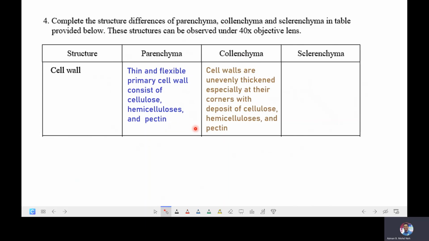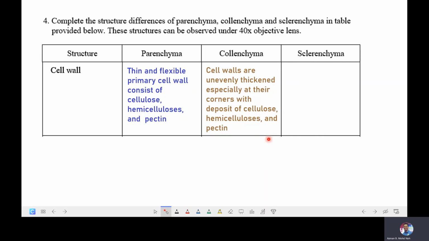For the collenchyma, the cell wall is also a type of primary cell wall. Okay, there will be no secondary wall for the collenchyma. However, the difference between the collenchyma and the parenchyma is that the cell walls will be thickened. Okay, but the thickening is uneven. Okay, tebal tapi tidak sekata. Normally the thickening will be at the corners, dekat perpenjuru sel. At the corners of the cell, there will be this thickening, due to the deposit of cellulose, hemicellulose, and also pectin.